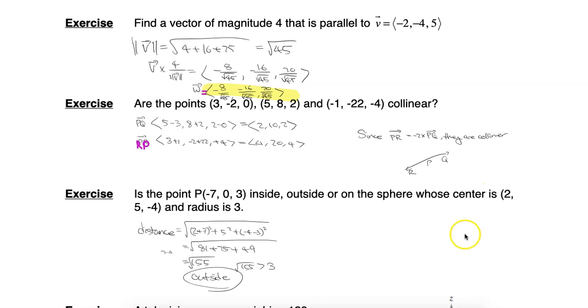A little question here that is easier than it looks. Is the point -7, 0, 3 inside, outside, or on the sphere, which is centered at 2, 5, -4 with radius 3? We don't even need to worry about the sphere itself. All we're going to do is to check for the distance between P and the center, and that'll give us the answer. If that distance is less than 3, we are inside. If it's exactly 3, we are on the sphere. And then if we get a distance that's more than 3, that means P is outside.